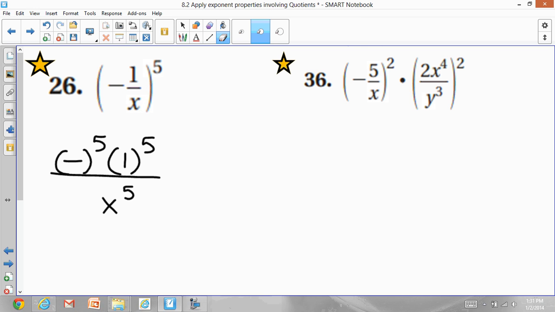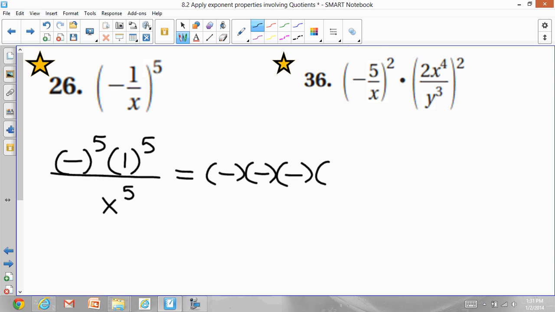Watch this again. Negative gets the power of 5, 1 gets the power of 5, denominator x gets the power of 5. So if I were to expand this, it's going to look like negative, negative, negative, negative, and negative. And 1 to the power of 5 is nothing but 1. 1 times 1 times 1 times 1 times 1 is going to be 1. And x to the power of 5.